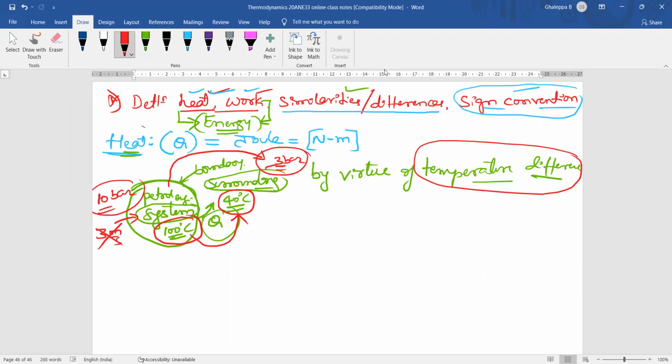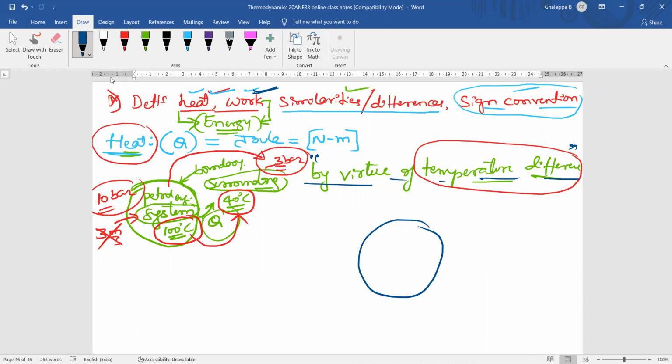What is the definition of heat? Heat is a form of energy which is transferred or exchanged between system and surrounding by virtue of temperature difference. Understood? Other than temperature difference, there may be exchange of energy that we will call work. For example, system having a pressure of 100 bar and surrounding having a pressure of 40 bar, just an example, and here is the difference in property.